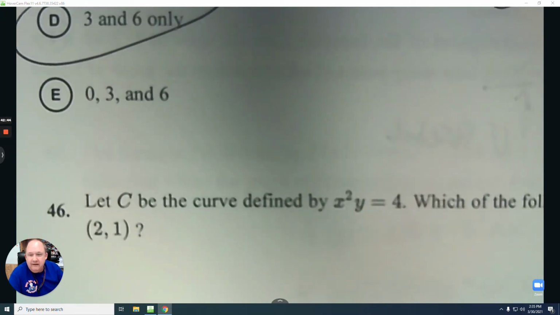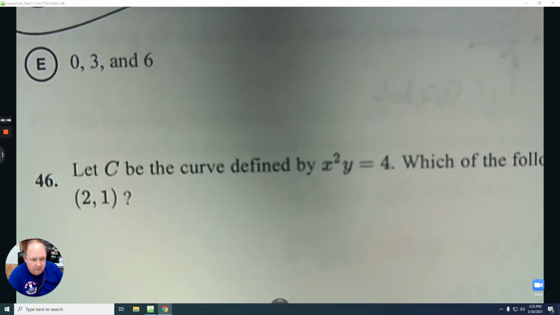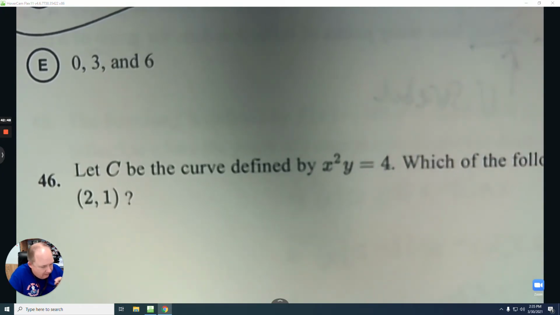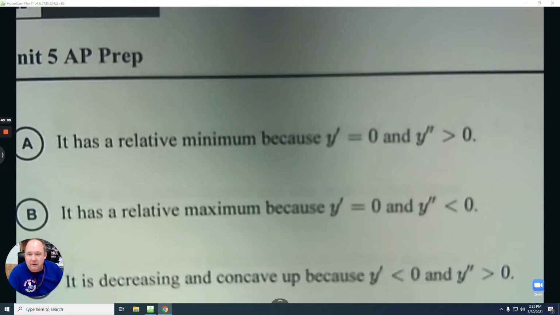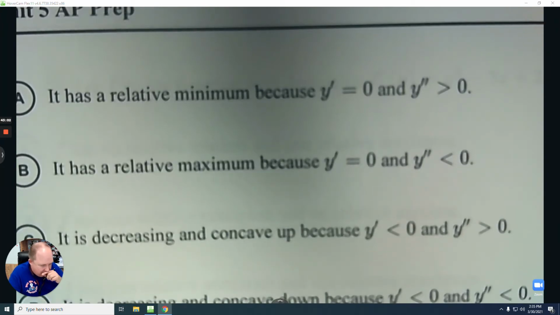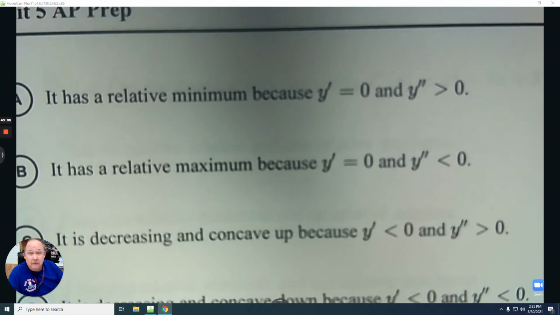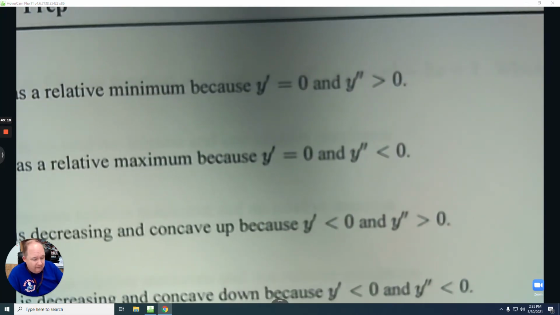46. Let C be the curve defined by x squared times y equals 4. Which of the following statements is true of curve C at the point (2, 1)? So what are some of the questions they're asking? They're asking about a relative minimum, relative maximum, decreasing and concave up, or decreasing and concave down. But they're talking about the first derivative and the second derivative.